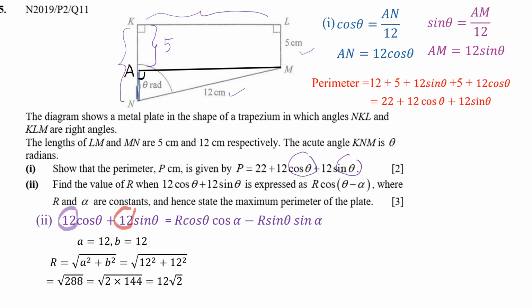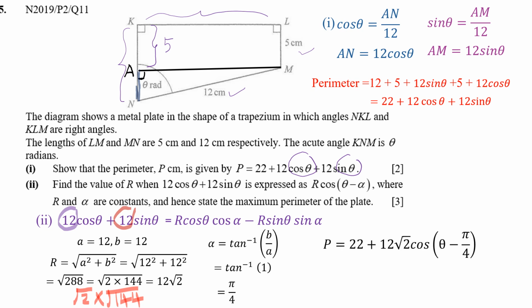You can apply the rules that we learned in surds. So square root 144 will be 12, so 12 square root 2. Okay, and alpha will be just tangent inverse B over A, tangent inverse 1, since 12 divided by 12 is 1, which is pi over 4. Okay, so we plug everything inside.